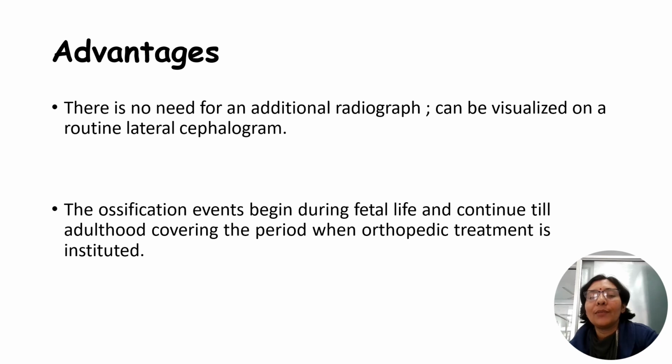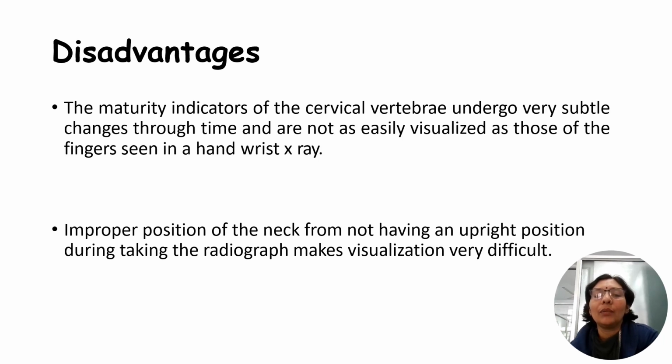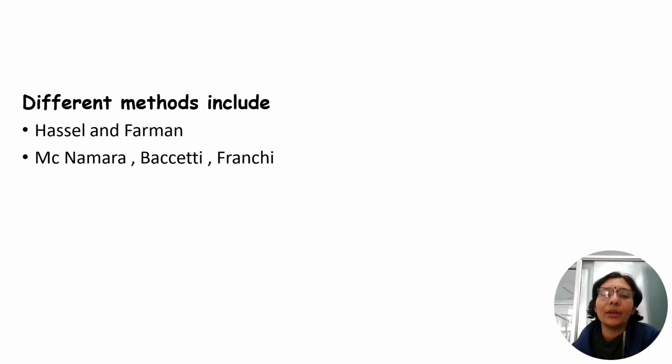Okay, so these ossification events begin early during the fetal life and they continue till our adulthood. So based on this, we can know what is the right age for instituting growth modification procedures, or if we want to do an orthosurgical procedure. The main disadvantage is that at times there are very minor changes over a period of time, and if a person is not experienced, then it is difficult to identify those differences. Next, improper positioning of neck, not having an upright position during making of a radiograph. Sometimes the visualization of the morphology of cervical vertebrae C3, C4 and C5 is difficult.